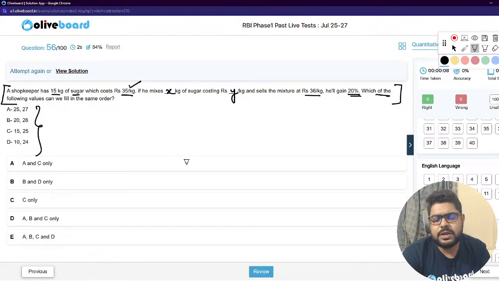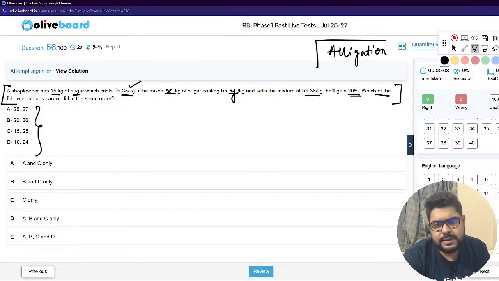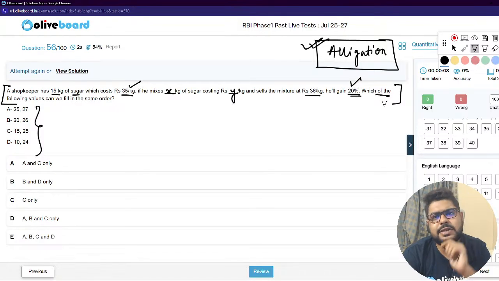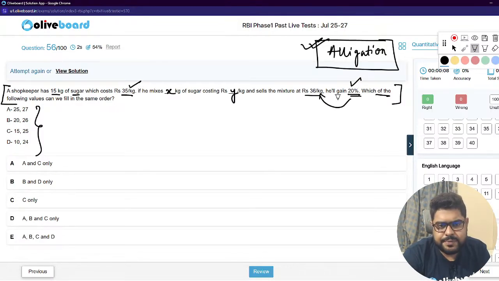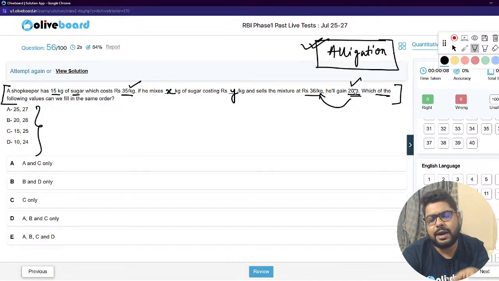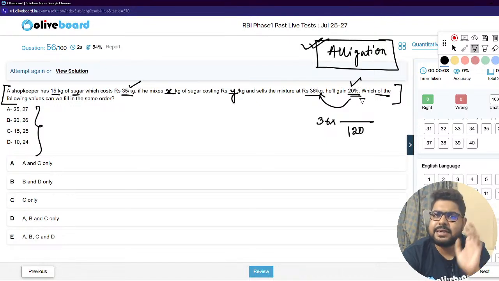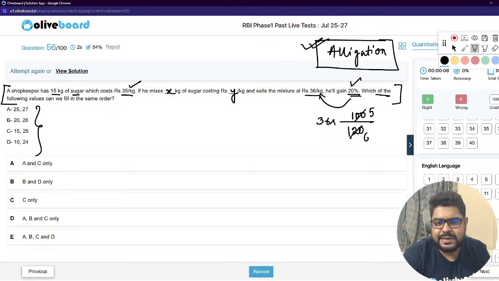First things first, sir, this is a pure and simple question based on allegation. We can simply use allegation, but for that there is a profit percentage involved. So if there is a 20% gain, after gaining 20% SP is this, then CP is going to be 36 representing 120, because SP will be 120% as there is a gain of 20%. So CP will be 100. This is 5, this is 6, so here 30.